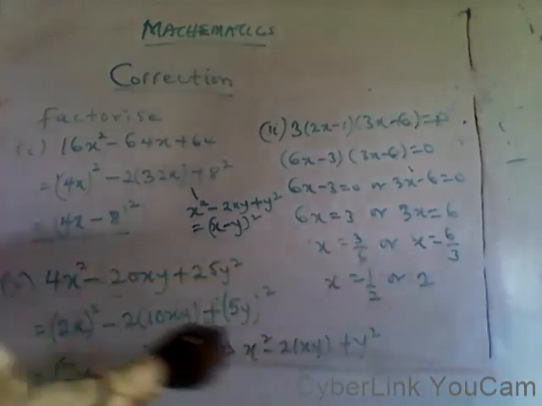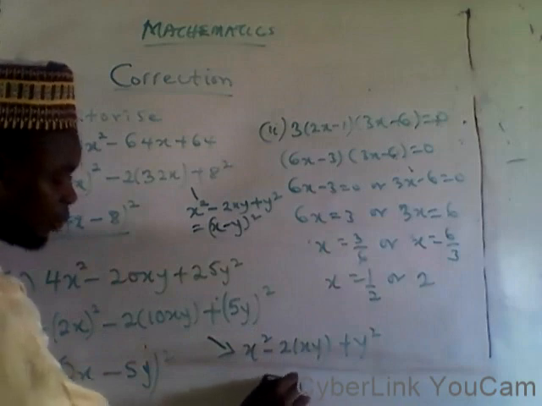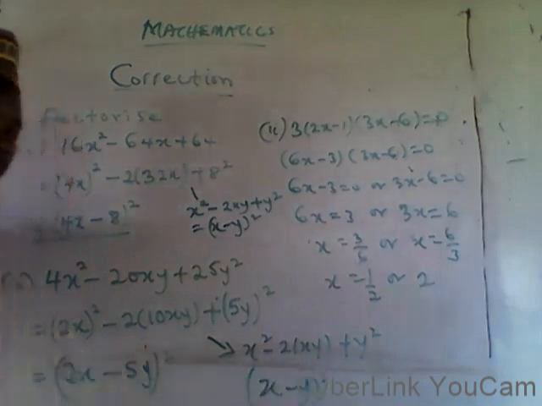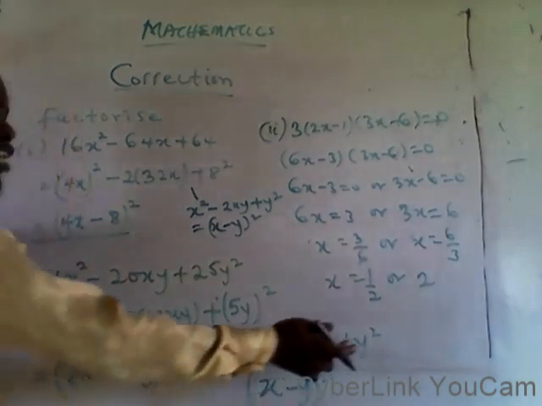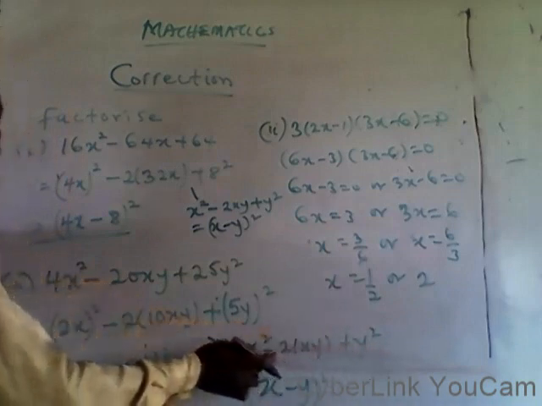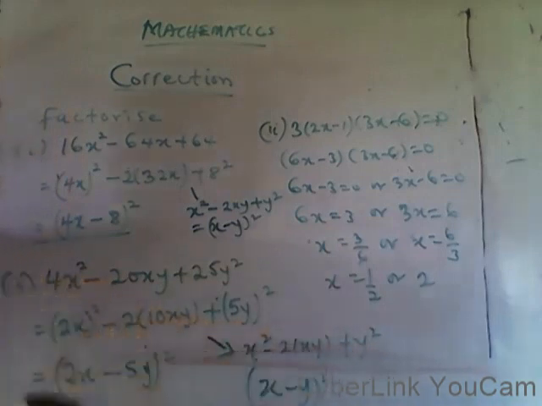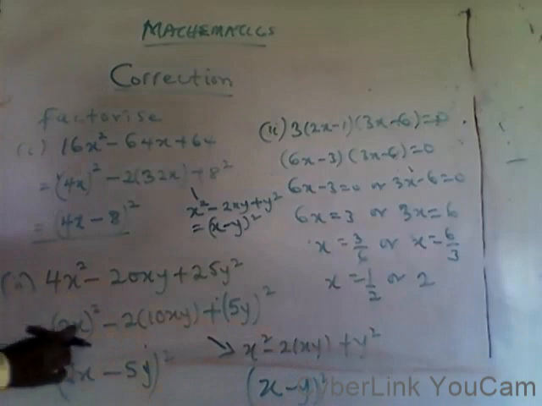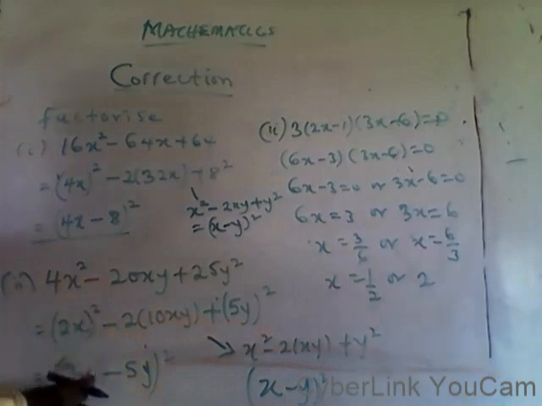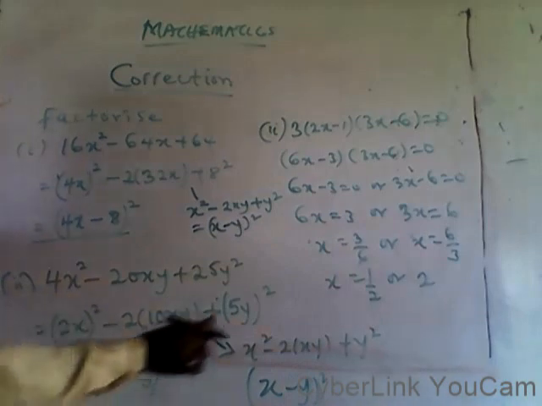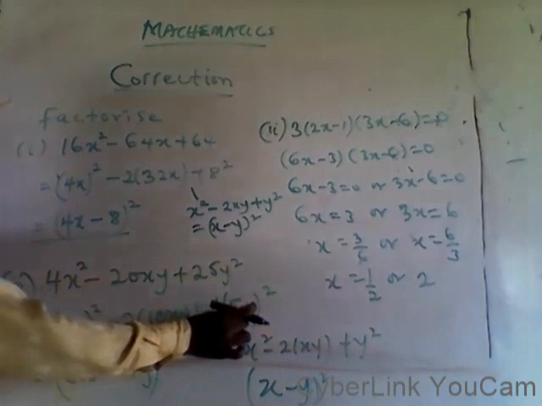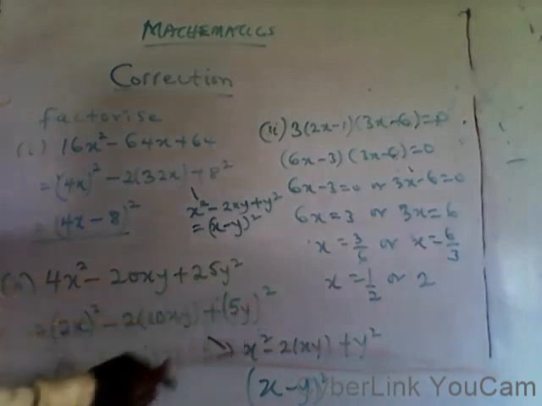So how do you get the answer here? The answer is still (x minus y) all square. That is the first item and the last item, with the minus that you have here, then you square it. So here too, the answer will be 2x, which is the first item here, minus the last item, which is 5y, then square.